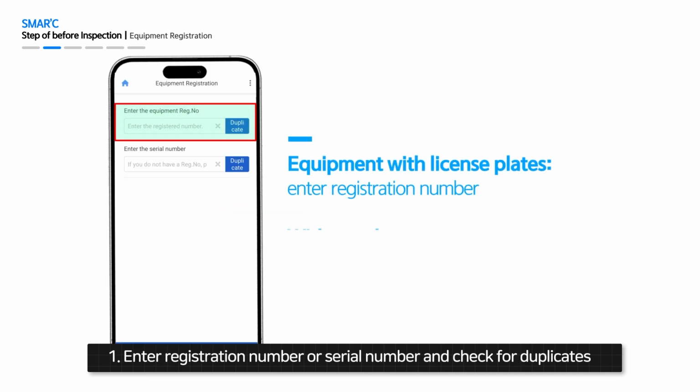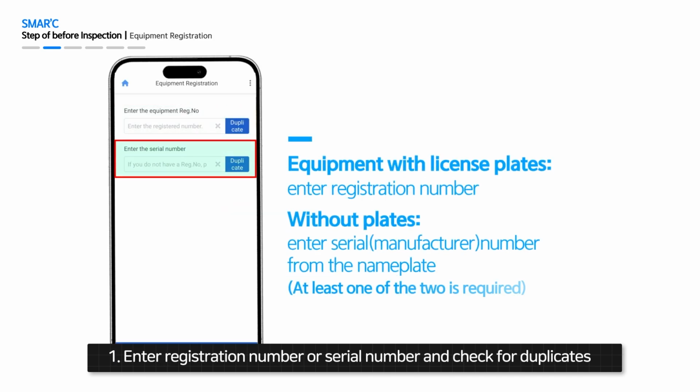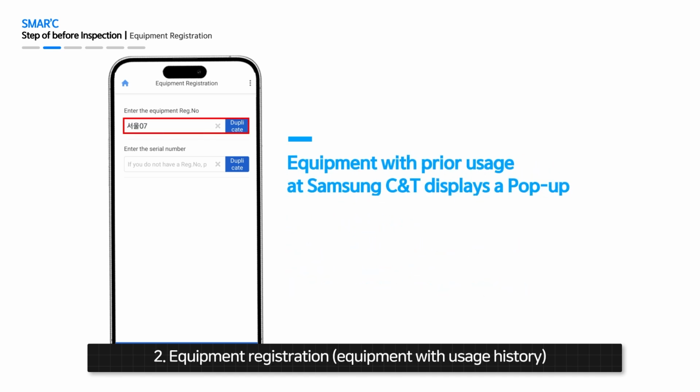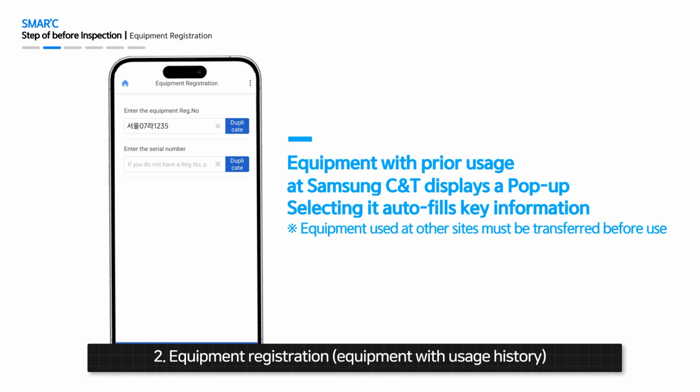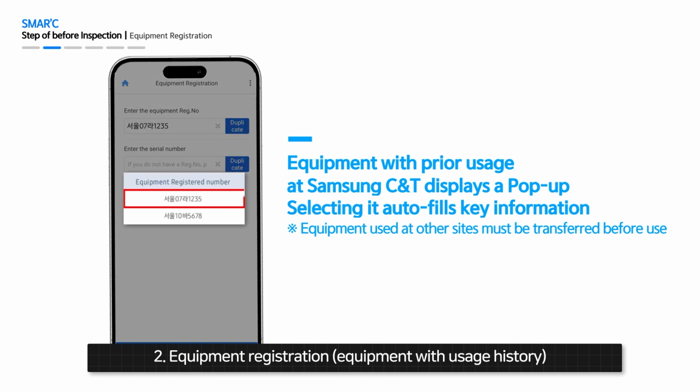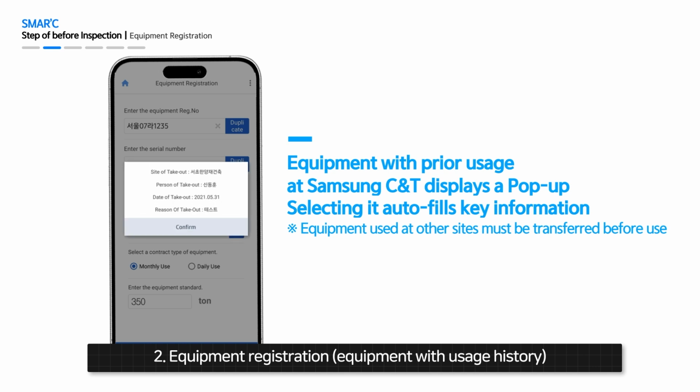If the equipment you want to register doesn't have a registration number or license plate, enter the manufacturer's number. And check for duplicates. The input page will then expand below. For equipment with prior usage at Samsung CNT sites, a pop-up will appear to allow you to select the equipment number. And key information will be automatically filled in upon selection.